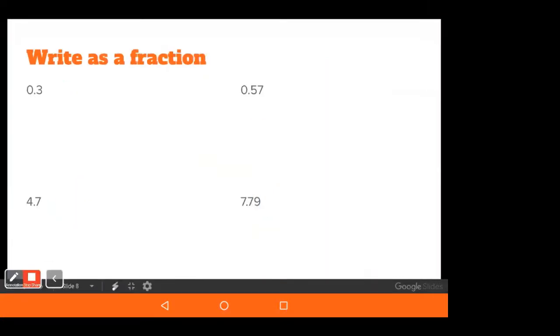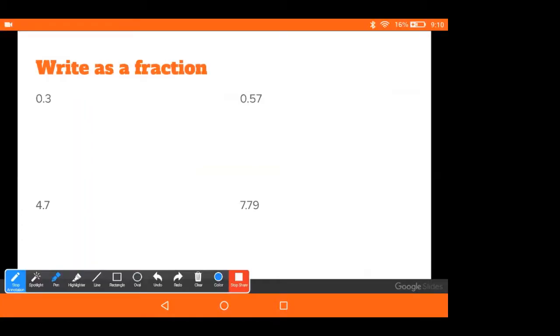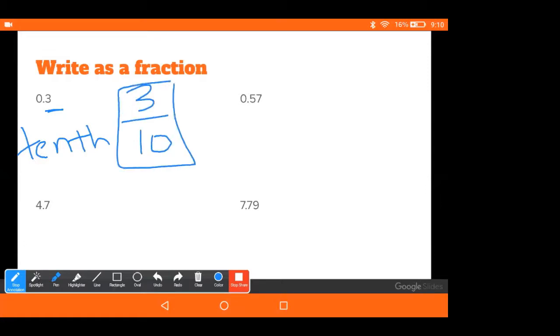Okay, and then I'm going to have you go backwards. I'm going to give you some decimals and I'm going to have you write them as fractions. So look at your decimal place. I have 1 decimal here, so that's a 10th. Okay, so 1 decimal place is a 10th. So I'm going to write 3/10, and that's my answer. Okay, if there's a whole number there, I'm going to put it out in front just like we did last week with our whole numbers. And then I have 1 decimal place, which is also a 10th. So I'm going to write 7/10, and that's my answer.